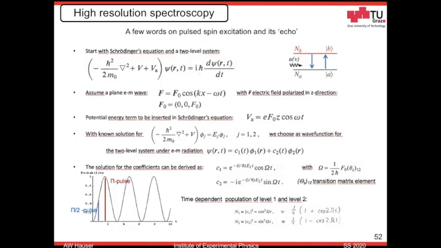So what's the important thing here? Depending on how long this electromagnetic field is acting on this two-level system, we will reach a different situation with respect to population. We will call these pulses either a pi-half pulse or a pi pulse, meaning that a pi pulse is the pulse that changes the population completely from one state to the other. And the pi-half pulse is something that we can imagine as follows.